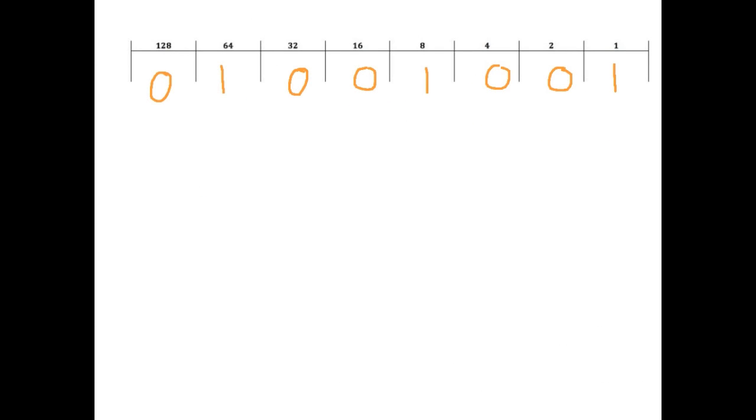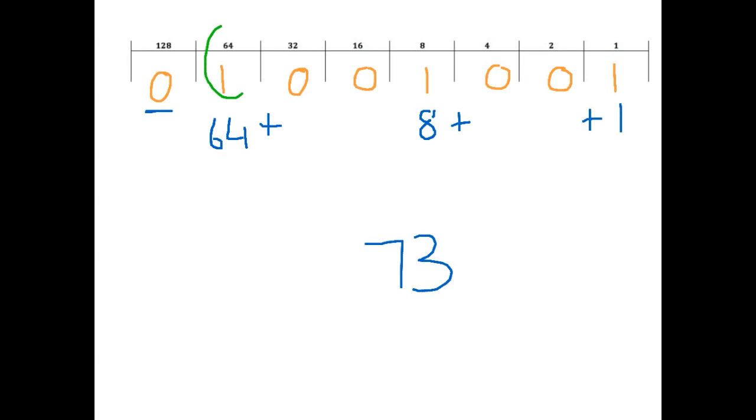And for me to convert this one, all I have to do then is add them up. So I say, are there any 128s? No, there aren't, so I'll ignore it. There is a 64 there, so I take the 64. I'm adding that together with, there are no 32s, no 16s, there is an 8, so I'm adding that to my 8. There are no 4s, no 2s, and there is a 1. So I'm going to add that up. So 64 plus 8 is 72, plus 1 is 73. So it's really just as simple as saying, add together all the numbers where a 1 occurs. So a 1 is saying yes, and a 0 is saying no.